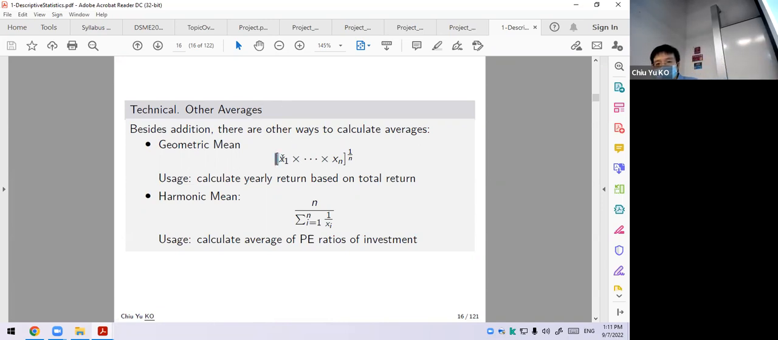But the formula is very simple. It just depends on how many data points you have. Instead of adding, you multiply them and take the nth root of that. If there are 2 elements, you multiply and take the square root. And why is it important?